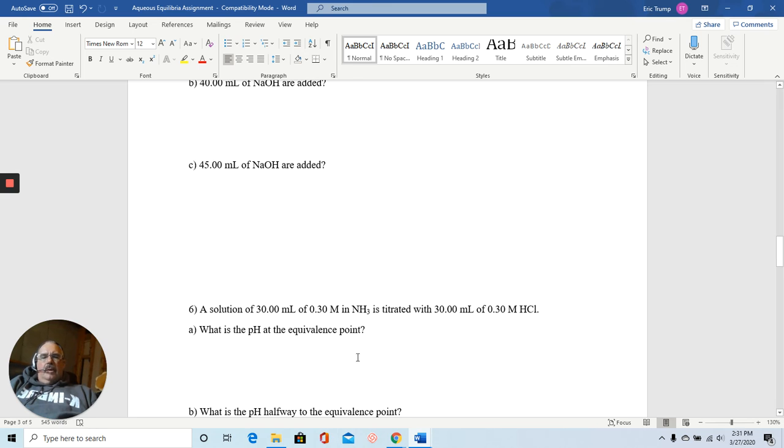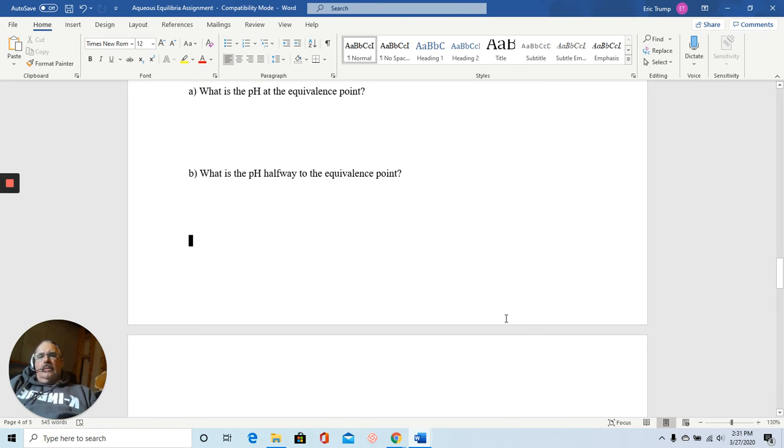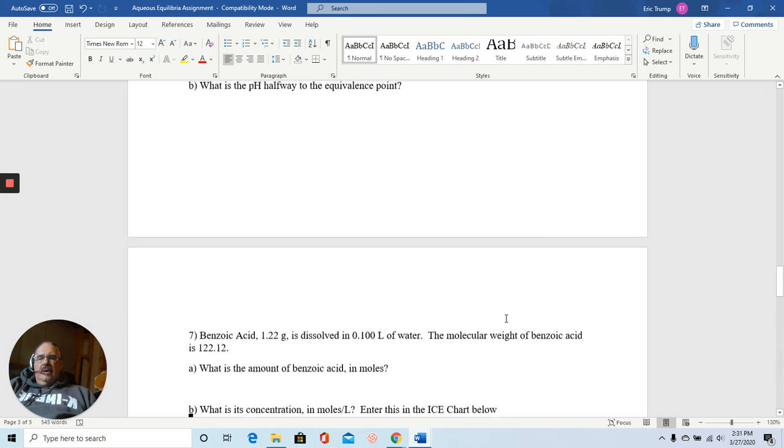Okay, for part 6, this is a weak acid, strong base titration. What is the pH halfway to the equivalence point? Okay. Remember the buffer equation. At the halfway point, your base concentration will equal the acid concentration.